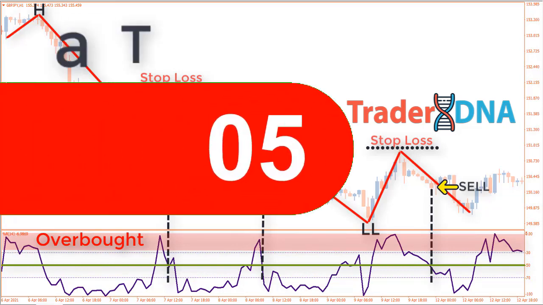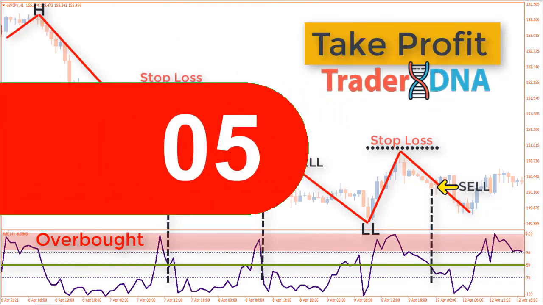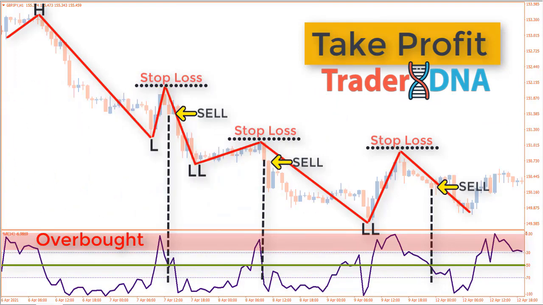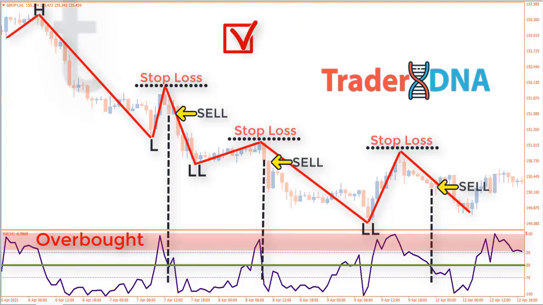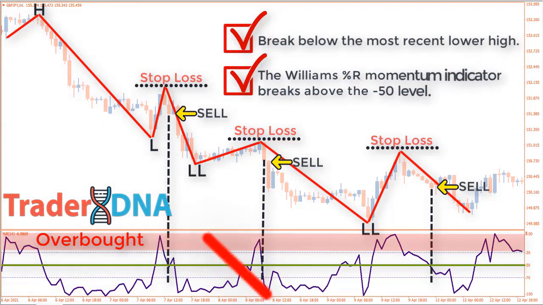Step 5. Take profit. The trend in motion can stay in that state longer than anyone can anticipate. And since we want to maximize our potential profits, we let the market tip its hand before liquidating our trades. In this regard, we look for a break in the trend structure. Respectively, a break above the most recent lower high. Alternatively, you can take profit once the Williams %R momentum indicator breaks above the -50 level. Here are other examples of the Williams %R momentum trading strategy.